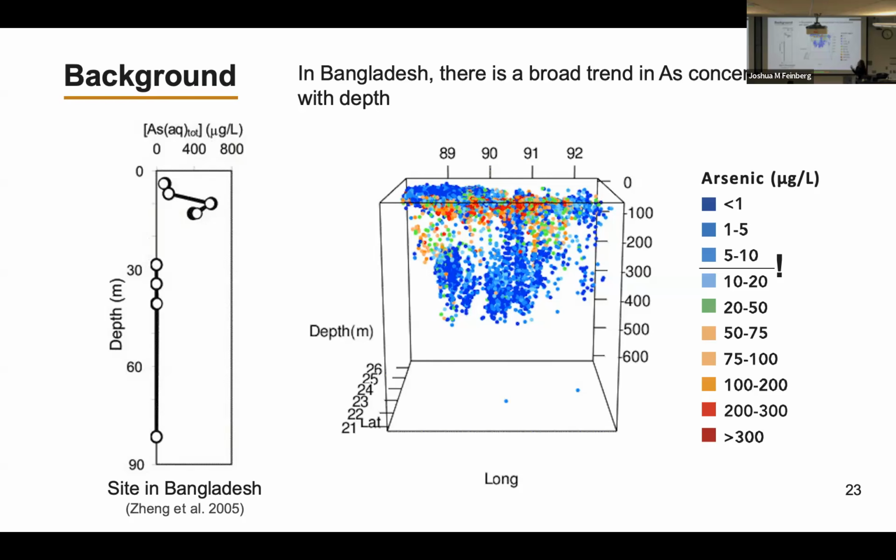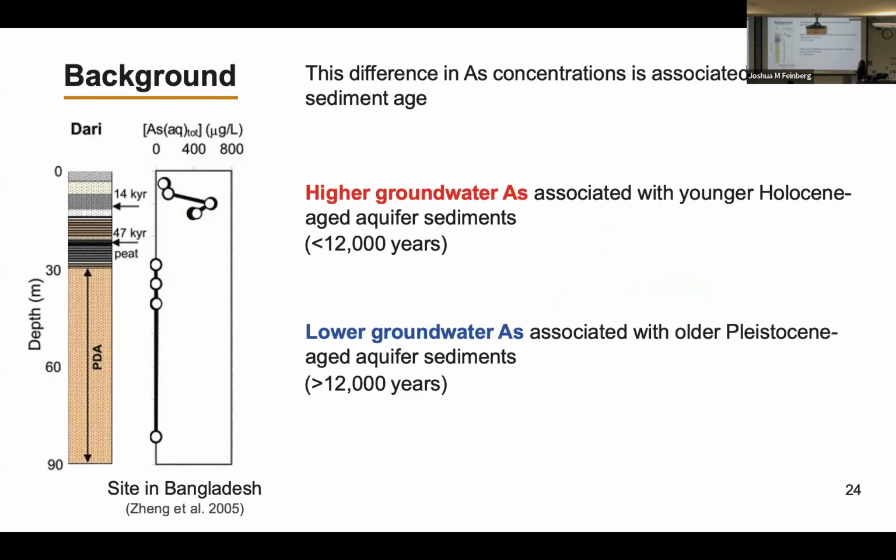So why is this? Well, actually, it was discovered that this difference in arsenic concentrations is associated with sediment age. So here I'm still showing you that dissolved aqueous profile, but now we have a core next to it. And essentially, there was this kind of finding that higher groundwater arsenic was associated with younger Holocene-aged sediments, while in this lower and deeper aquifer here, the lower groundwater arsenic was actually associated with Pleistocene-age aquifer sediments.